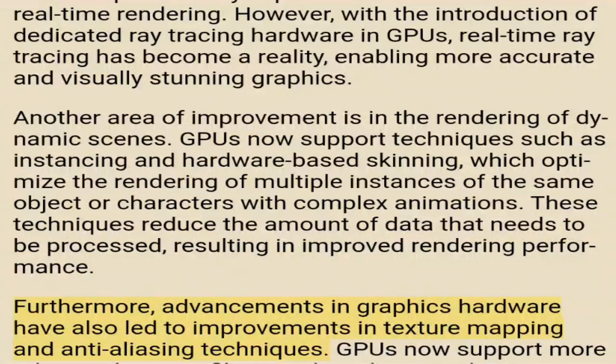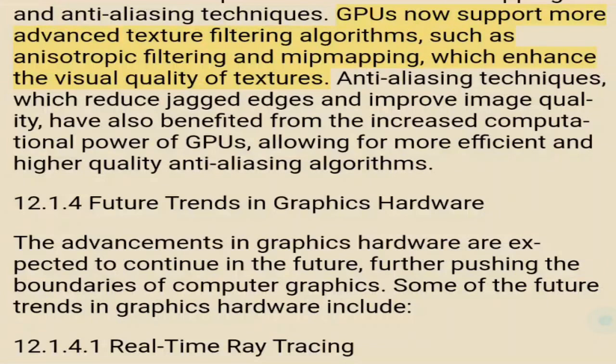Furthermore, advancements in graphics hardware have also led to improvements in texture mapping and anti-aliasing techniques. GPUs now support more advanced texture filtering algorithms, such as anisotropic filtering and MIP mapping, which enhance the visual quality of textures. Anti-aliasing techniques, which reduce jagged edges and improve image quality, have also benefited from the increased computational power of GPUs, allowing for more efficient and higher quality anti-aliasing algorithms.